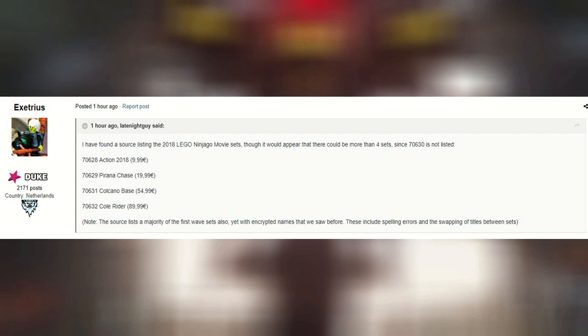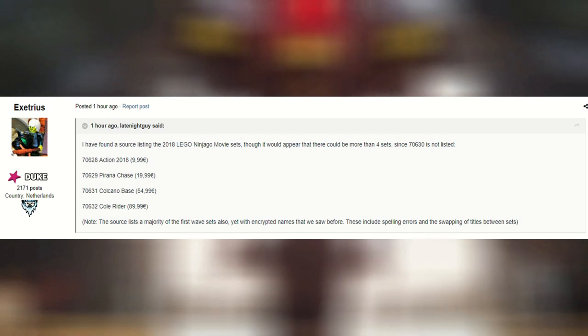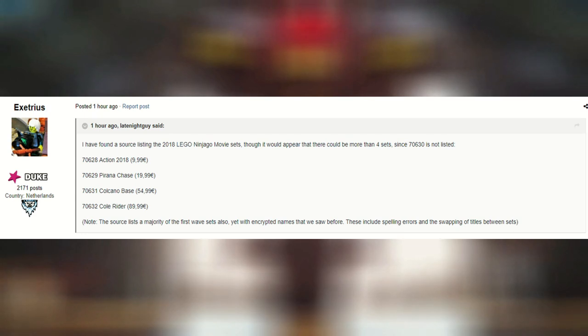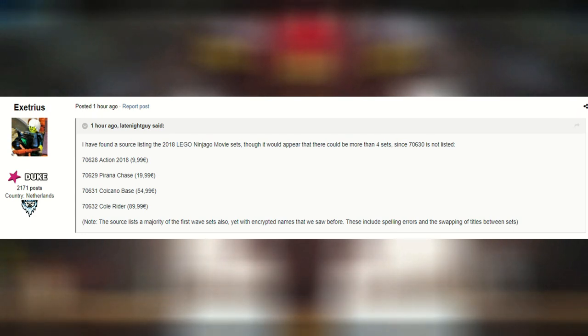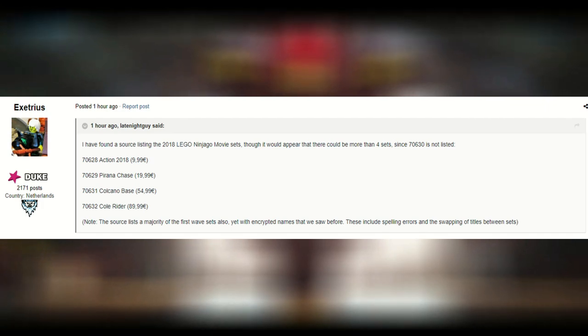Hey guys, Hfmasters here, and thanks to Exxtrious on Eurobricks, we now have some names for the 2018 LEGO Ninjago Movie sets. Now these names probably aren't really all that accurate because they seem to have a lot of spelling errors. However, I think it's got the rough idea of what these are. So the names are Action 2018, Pirana Chase, Colcano Base, and Coal Rider.